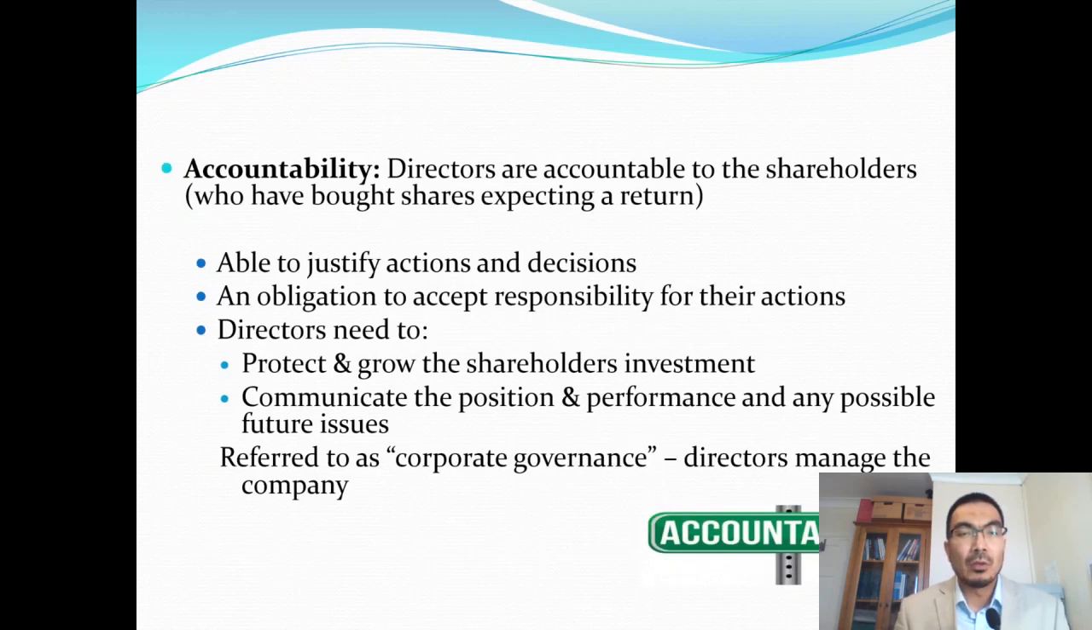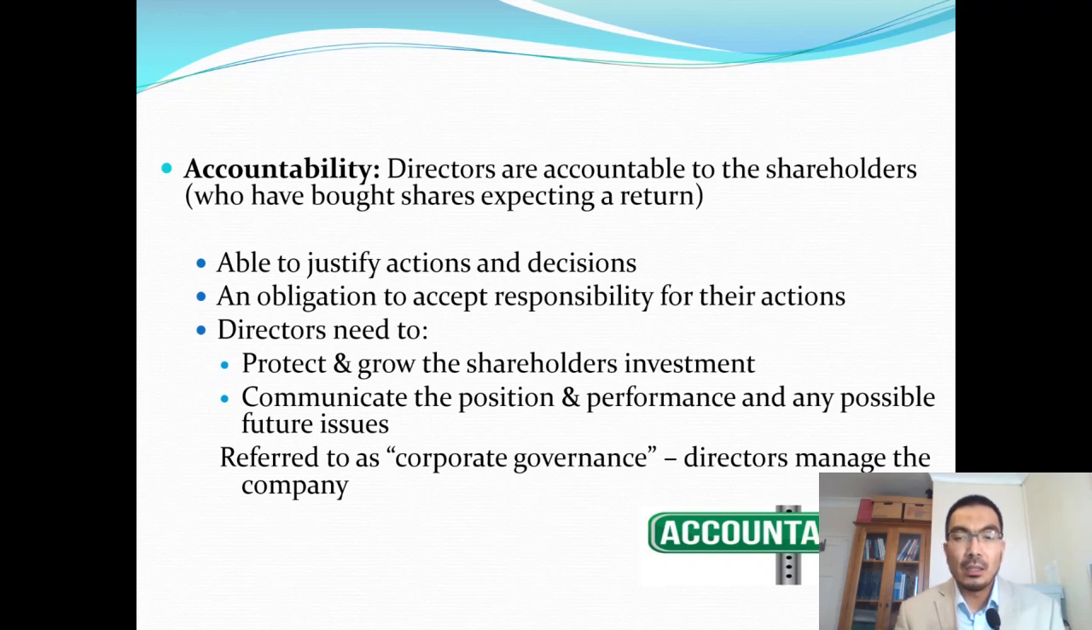And also we have mentioned accountability. So what does accountability mean? Accountability is the quality or state of being accountable. That is to say, being required or expected to justify actions and decisions. It suggests an obligation or willingness to accept responsibility for one's actions. So that is the definition of accountability. Here, directors are accountable to the shareholders, and the shareholders are the owners of the company. So the directors, being stewards working on behalf of the shareholders, are accountable to the shareholders. And you might ask, what are the directors accountable for?